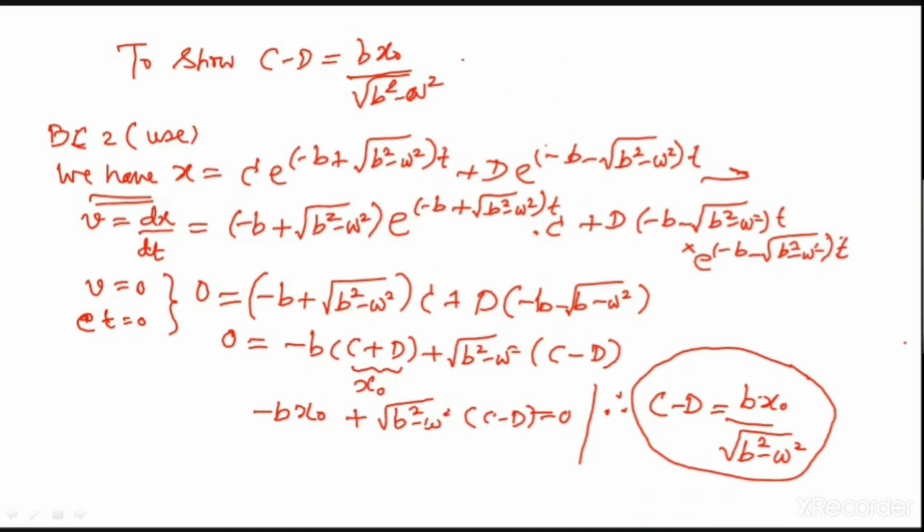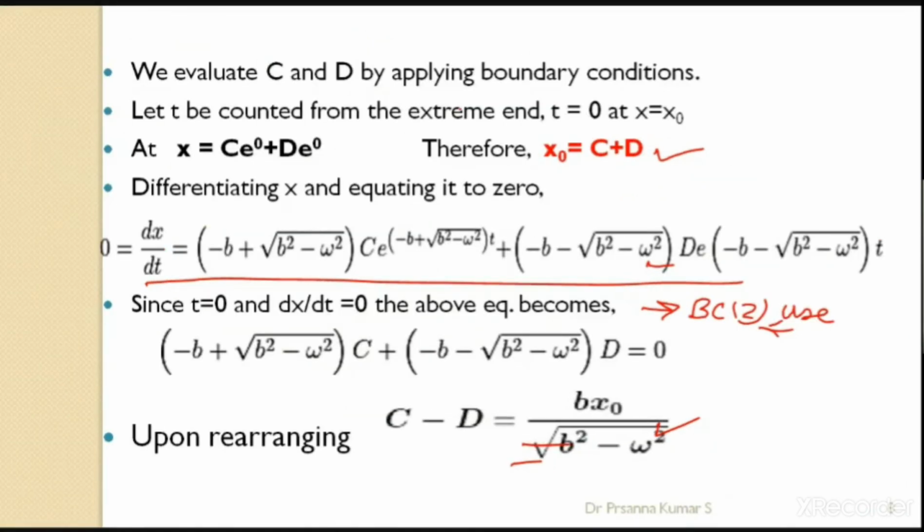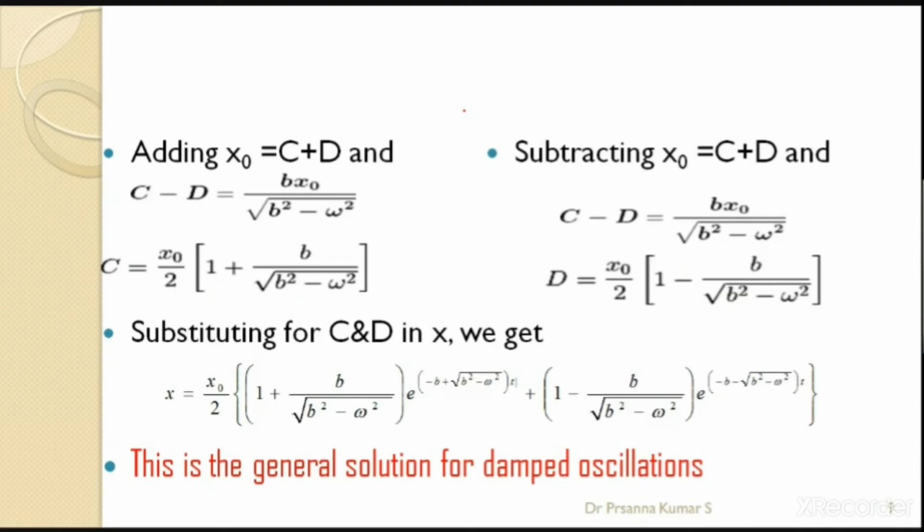This is the expression. We have shown that c minus d is equal to b by x naught root of b square minus omega square. This is what we see. So now we have not got the values of c and d. We got c plus d and c minus d.